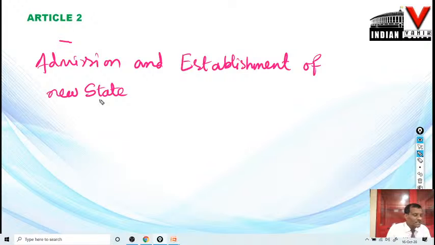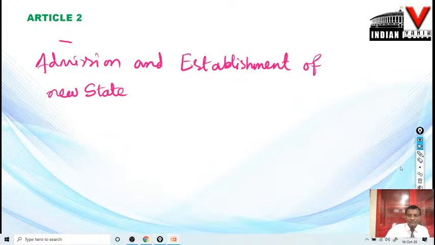Or take the example of a union territory: if it is turned into a state, that will be done under Article 2. That is called admission and establishment of a new state. An area or territory that was not a state earlier, but is now turned into a state by an act of Parliament, that takes place under Article 2, because the area was not a state territory. It was a non-state territory or a territory of India. Now it will be turned into a state, so it will come under Article 2. So Article 2 is admission and establishment of new states.